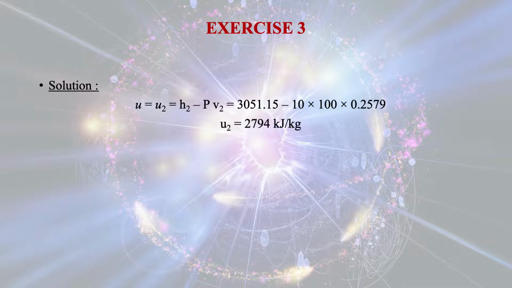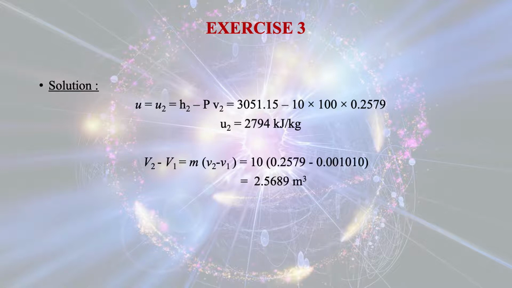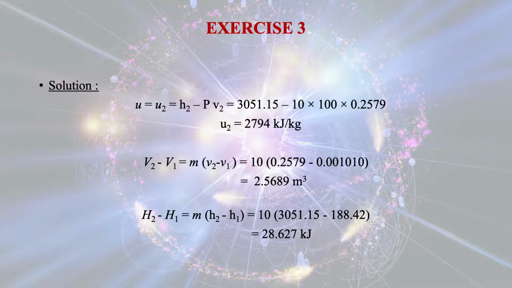So now the final volume minus initial volume is equal to m within bracket (V2 minus V1). We know V1, we know V2. So the change in volume we have got is 2.5689 meter cube. And the change in enthalpy, that is H2 minus H1, is equal to small m within bracket (H2 minus H1). Everything is known on the right hand side for H2 minus H1, and that comes out to be 28.627.